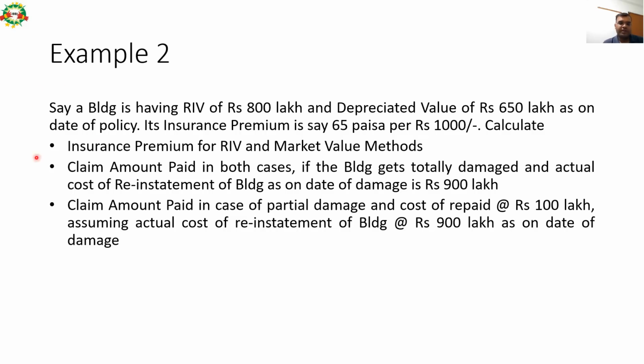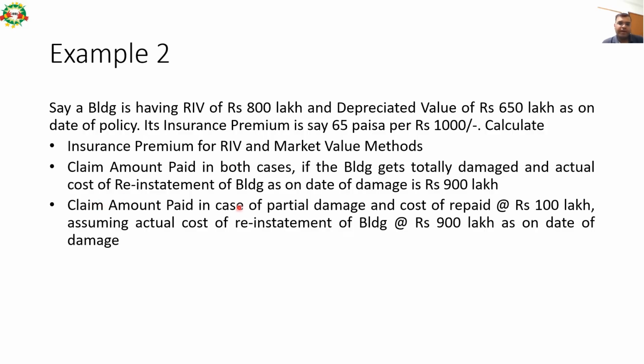Let us try to understand this with the help of an example. Say a building is having RIV, reinstatement insurance value, of rupees 8 lakh and depreciated value or market value of 650 lakh rupees as on date of policy. Its insurance premium is say 65 paisa per rupees 1000. Calculate insurance premium for RIV, reinstatement insurance value policy, and market value methods.